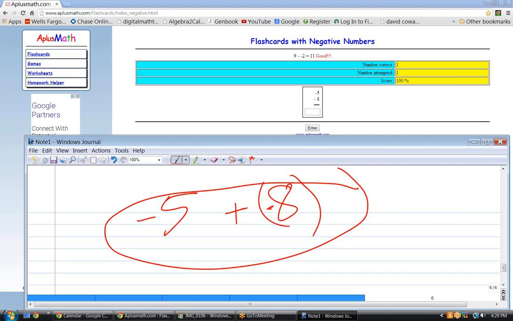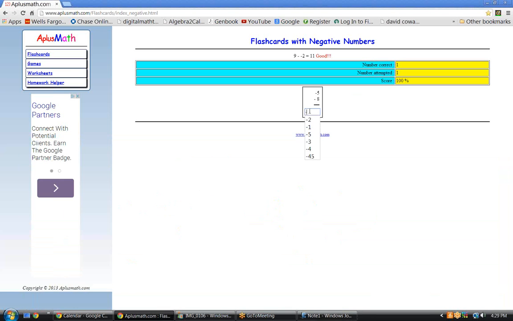When you add two negative numbers, what do you get? Negative 13. Yeah. Okay, let's go fill that in and keep going.